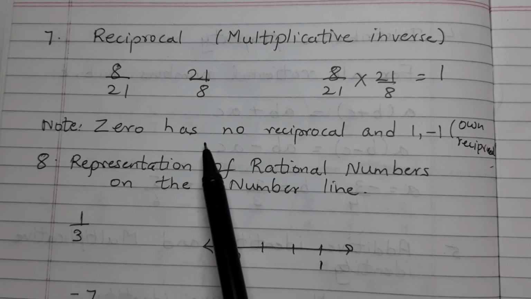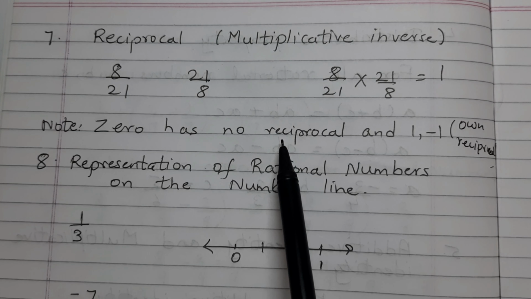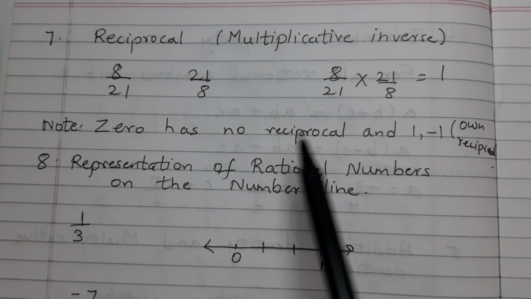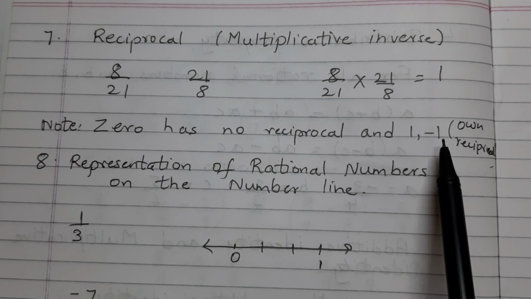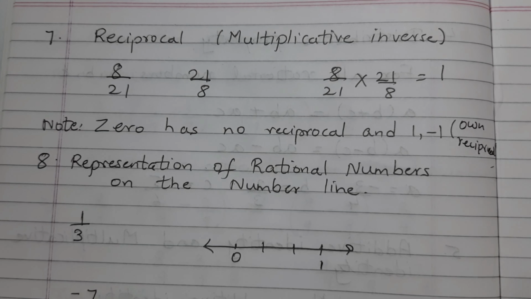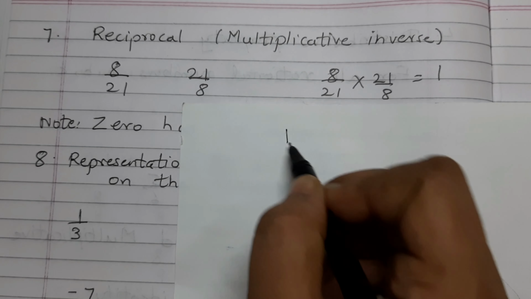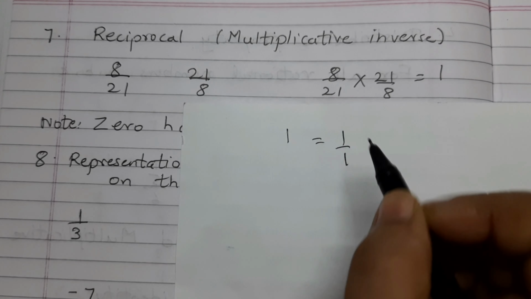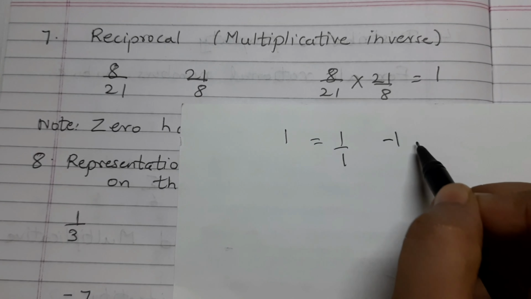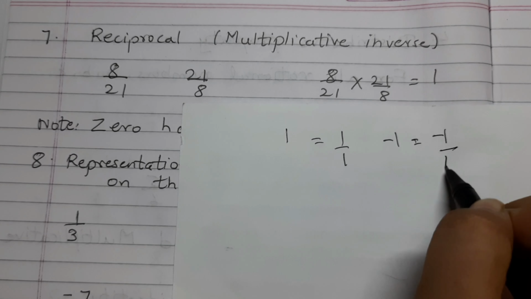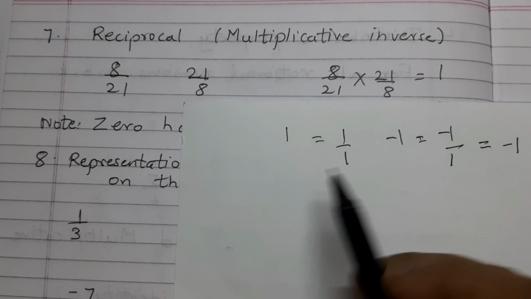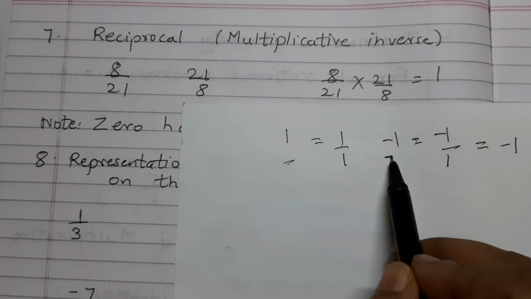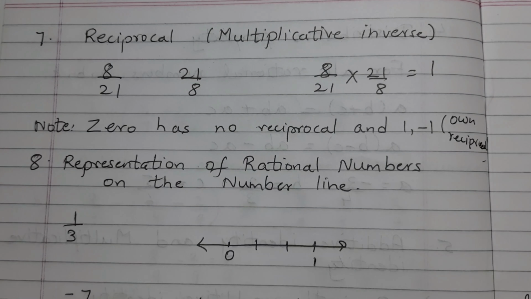Note that 0 has no reciprocal, and 1 and negative 1 are their own reciprocals. Because 1 can be written as 1 by 1, which is nothing but 1, and negative 1 is equal to negative 1 by 1 or negative 1. So 1 and negative 1 are their own reciprocals.